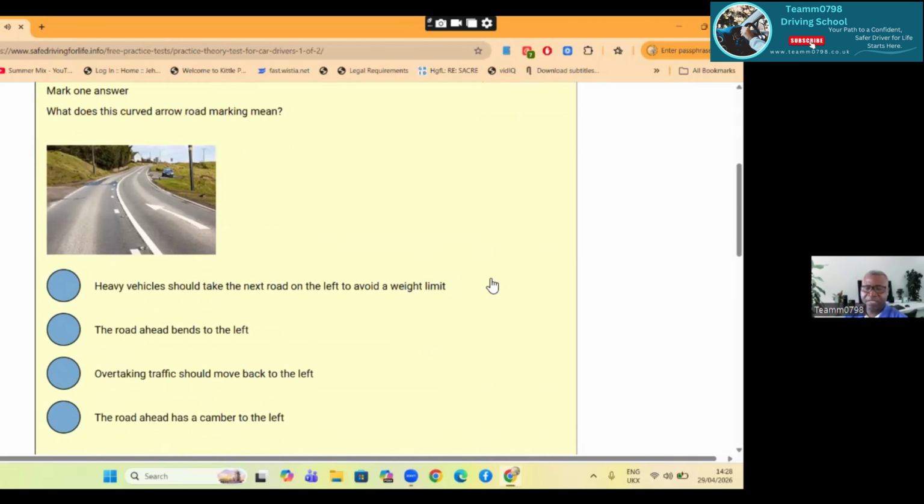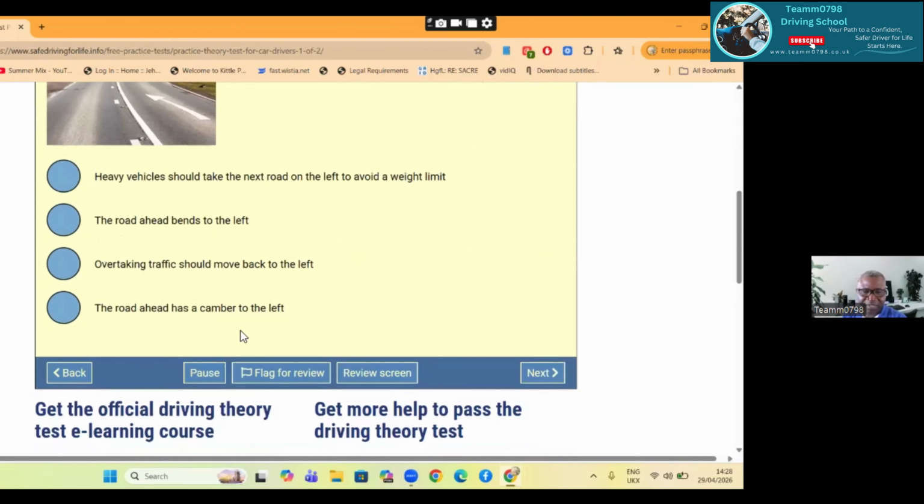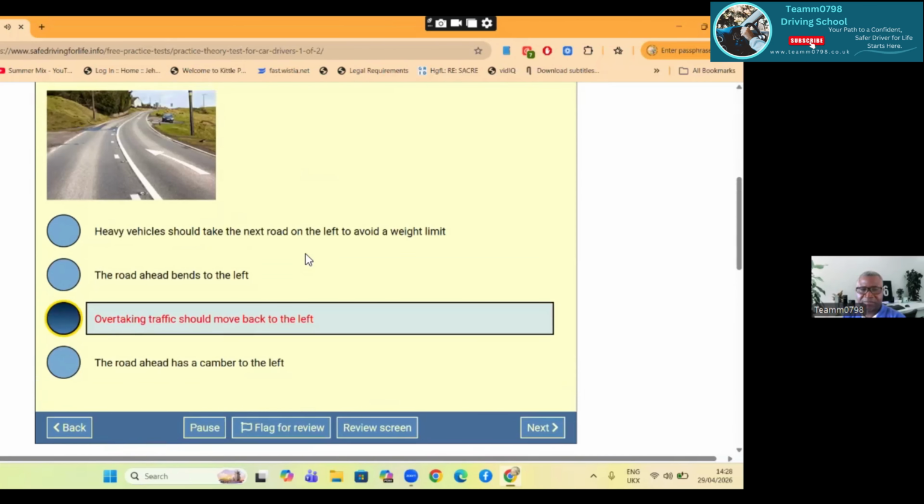What does this curved arrow road marking mean? Okay, so any cars overtaking should move back. None of those answers are correct except overtaking traffic should move back to the left because of the bend in the road.